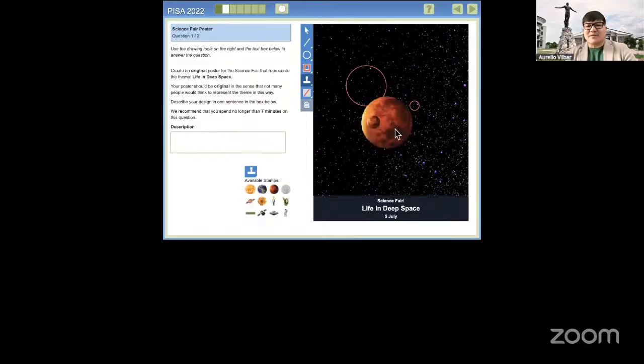Okay, may Earth na. Okay, then poster, ano pa yung gagawin ko? So may arrow. Okay, dyan. So, ito po yung totoong PISA. Ma-access na natin siya ngayon.